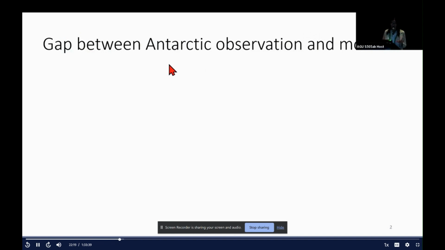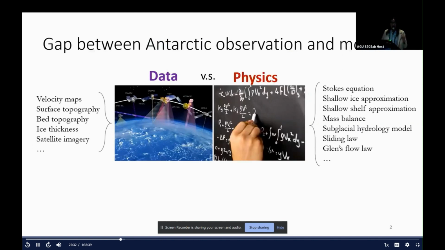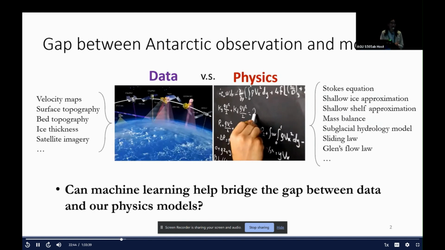So the overarching goal of my research group is trying to bridge the gap between observations and models. Over the past few decades, we have continental-wide observations such as velocities, surface topography, bed topography, and satellite images. At the same time, we have physics models ranging from first principle equations such as the Stokes equations to sophisticated models such as the subglacial hydrology model. So the question I want to discuss today is whether we can use machine learning as a tool to bridge the gap between data and physics models.